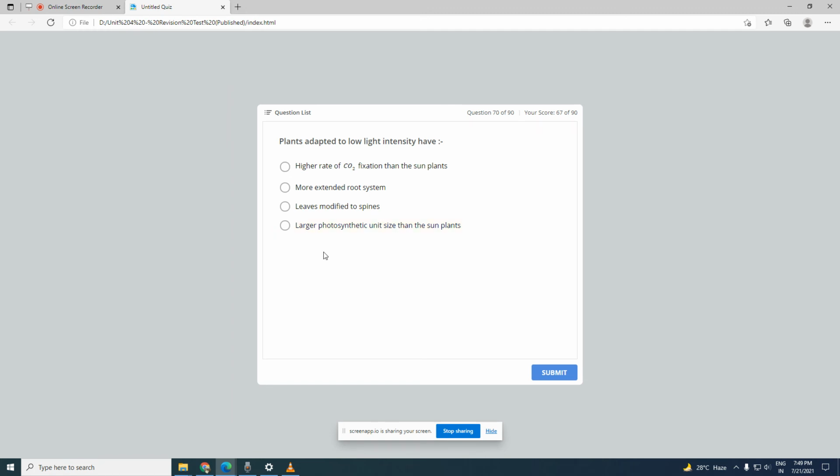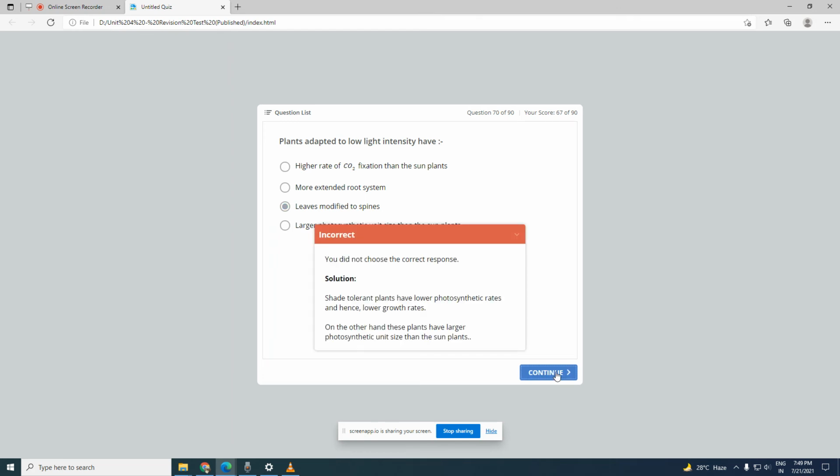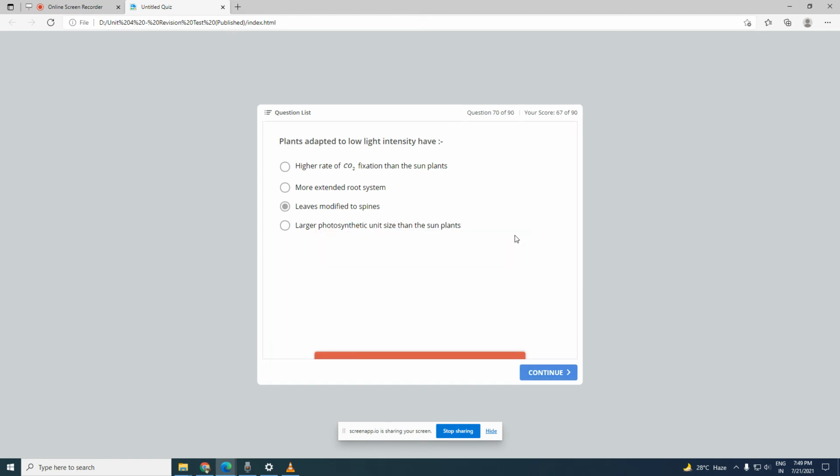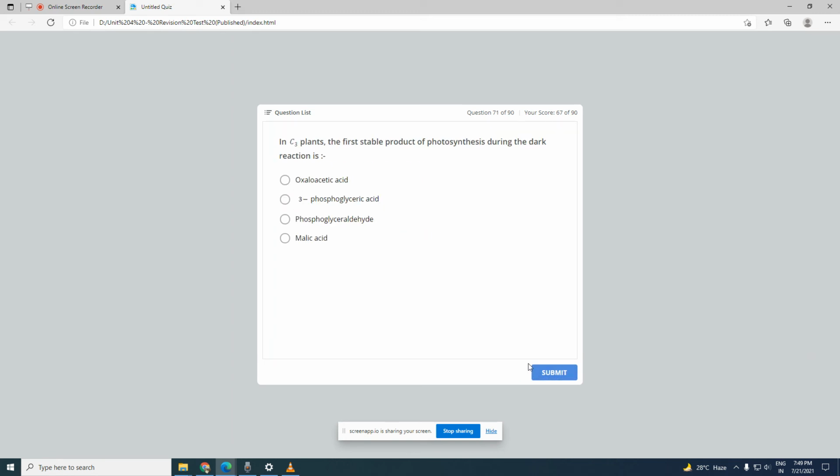I'm just checking whether it is recording or not. Answer for the question number 70 is option, the leaves modified to the spines. It's a wrong answer. I made a mistake again. Let me, okay. The right answer is the more extended root systems. Let's go to the next question.